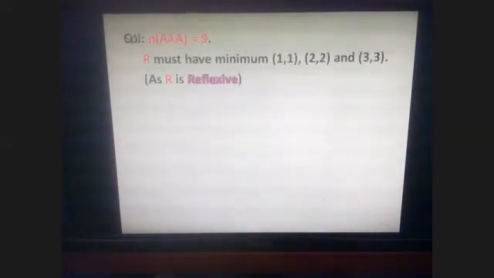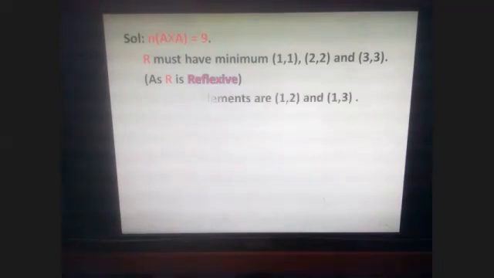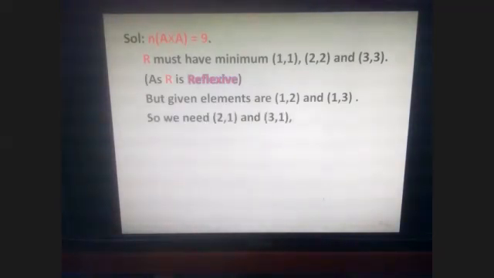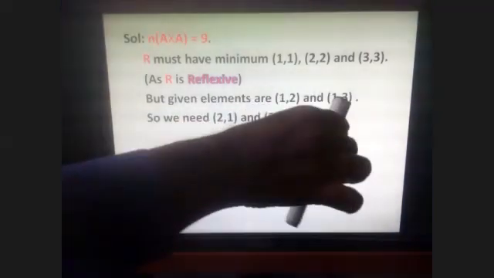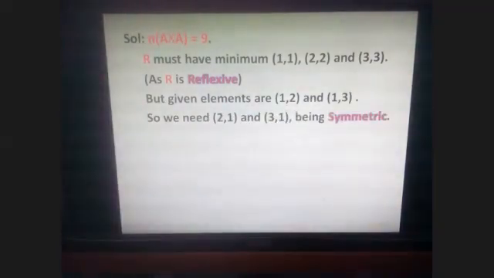Well, let us pick up some elements. Your A is {1, 2, 3}. A cross A will have 9 elements. So A cross A itself is the maximum possible or the biggest possible universal relation. So R must have minimum (1, 1), (2, 2), (3, 3) because R is reflexive. But it is given (1, 2) and (1, 3) elements, so I must include (1, 2) and (1, 3). But once it is symmetric, I must include (2, 1) and (3, 1) also. Because (1, 2) is there, I need (2, 1). (1, 3) is there, I need (3, 1), because it is symmetric.